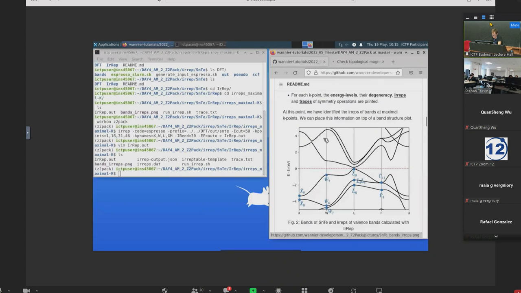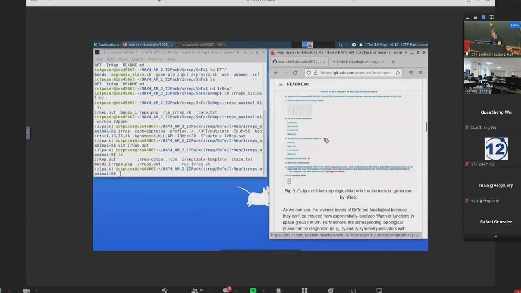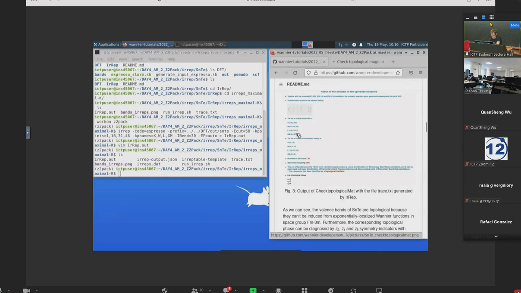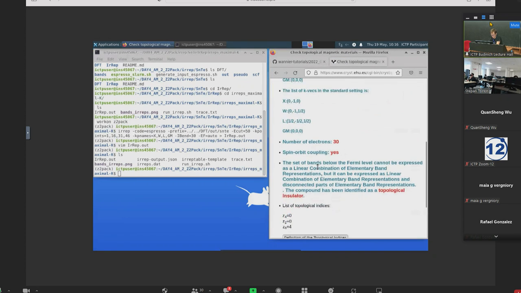Okay, so let me anticipate the result. It's here, so it tells us, you have a picture also there. It's going to tell us that our bands are topological, okay? So it's the same result as here.